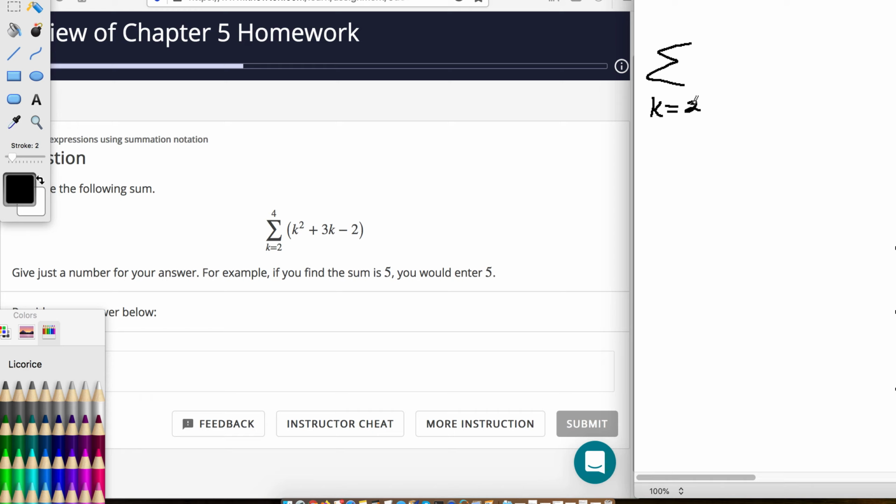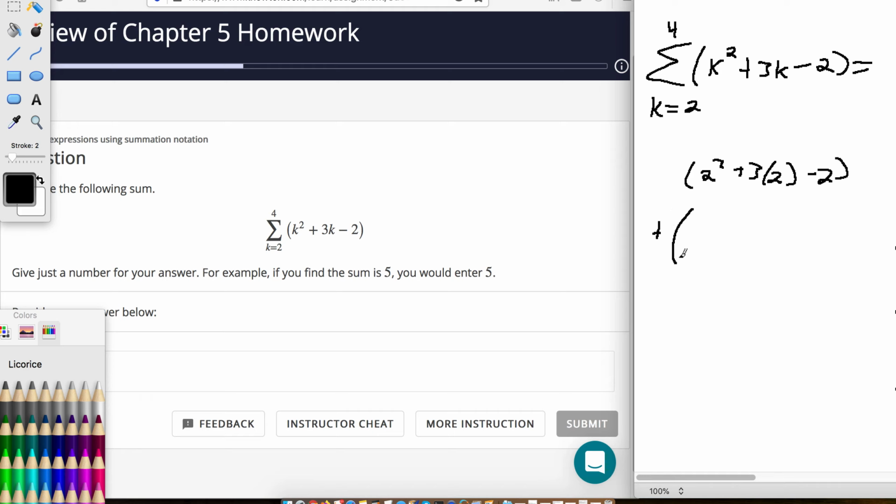Okay, so that means plug in k equals 2, find out what it equals in this expression, and then add it to what k equals 3 equals, and then add it to what k equals 4 equals, and we stop at 4 because that's what's at the top here. Okay, so what this means is that we're doing 2 squared plus 3 times 2 minus 2 plus, because that's what the summation symbol means, add them all up. Now we're going to plug in 3. Then we're going to plug in 4.